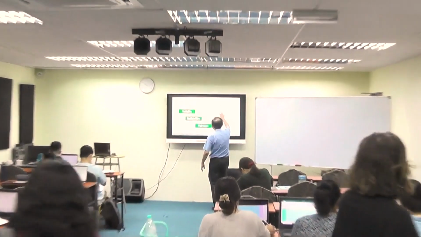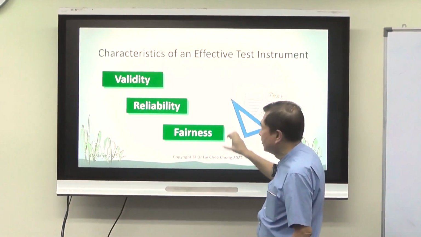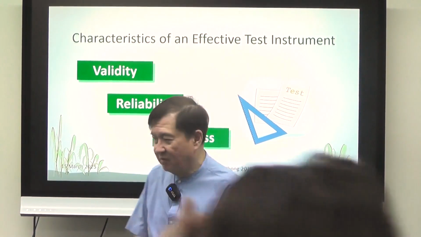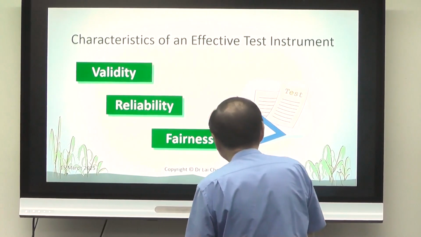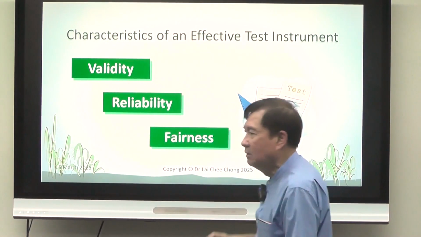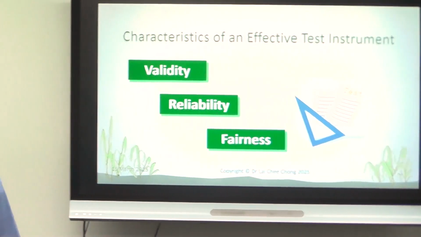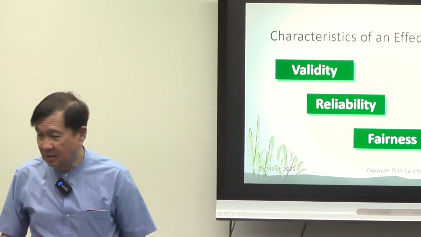Now, when you talk about a good or effective test instrument, these are 3 main characteristics it must have, no matter what. If you miss any one of them, it will make your test instrument ineffective in a way. So let me go through these 3 very briefly.